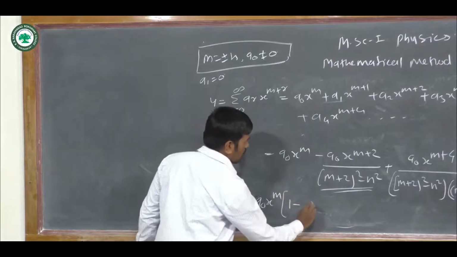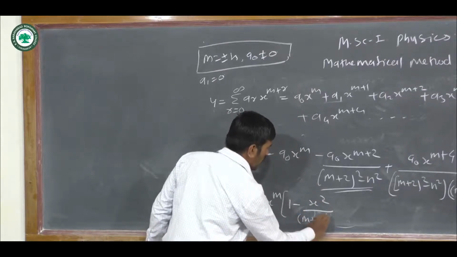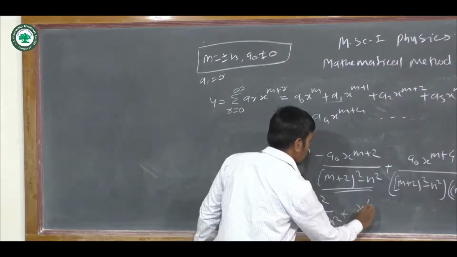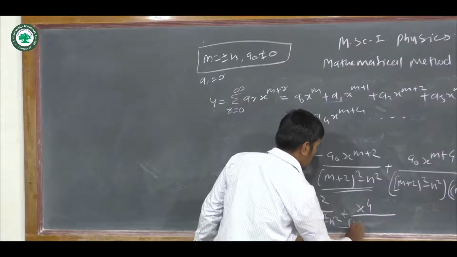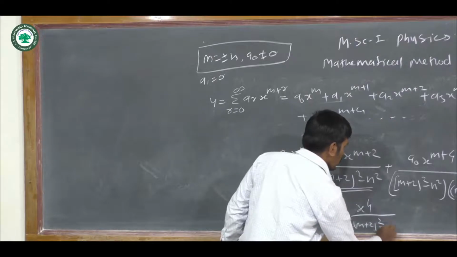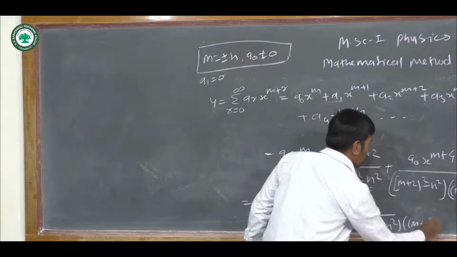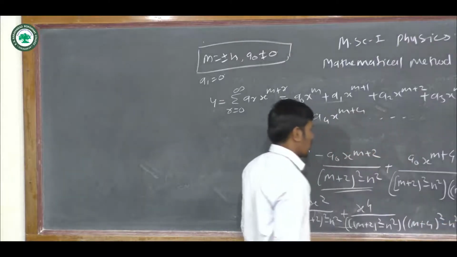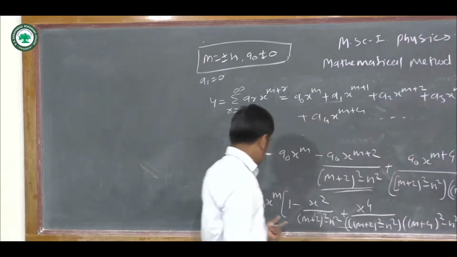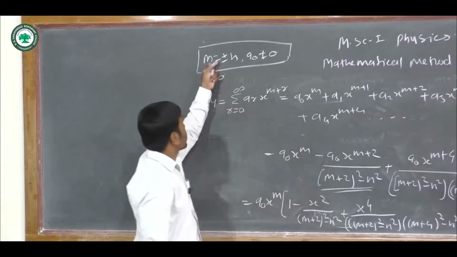1 minus x square divided by (m plus 2) bracket square minus n square plus x power 4 divided by (m plus 2) bracket square minus n square into (m plus 4) bracket square minus n square, and so on. This is if we take out the commons. Now we are having the value for m is equal to plus minus n.